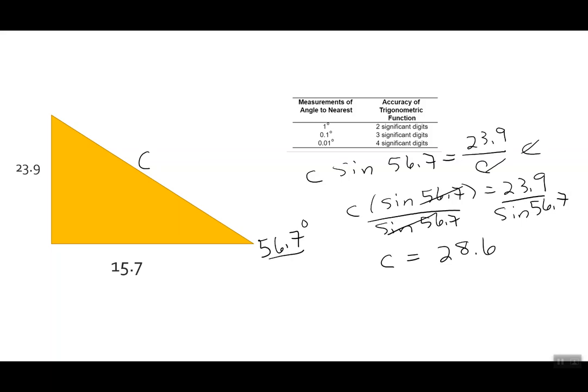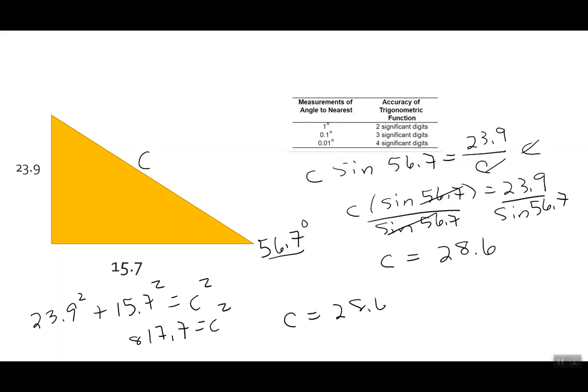Just so we've done a comparison, let's also use the Pythagorean Theorem. The Pythagorean Theorem would say 23.9 squared plus 15.7 squared is equal to C squared. 23.9 squared plus 15.7 squared, I have 817.7 is C squared. Okay. Square root says that C is equal to 28.6, right? Once again, we got the same thing, and I'm glad to let you have your choice of how to solve it.